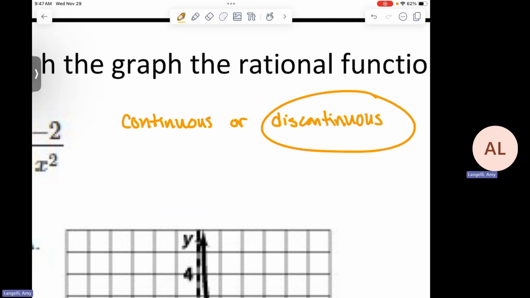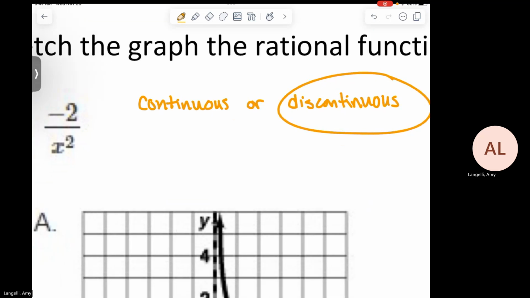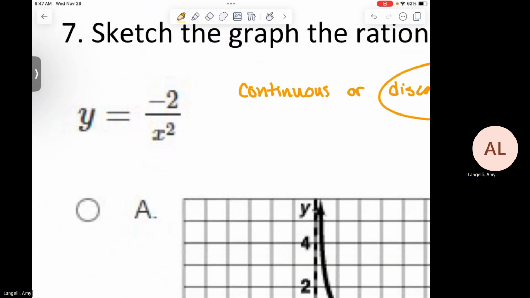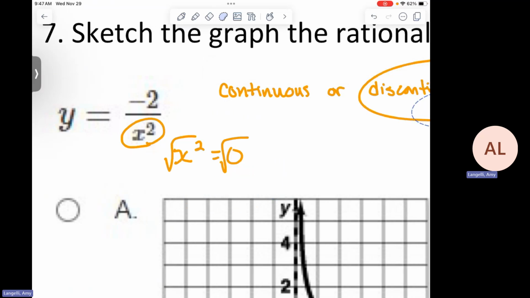Does anybody know the value that it's discontinuous at? Yes. Very good. How did you know that? Yes. So you set your denominator equal to 0 and you see if you can solve. How do you undo a square? And what is the square root of 0? Well, it's 0. So it is discontinuous at 0.